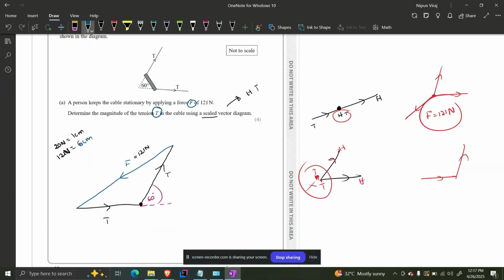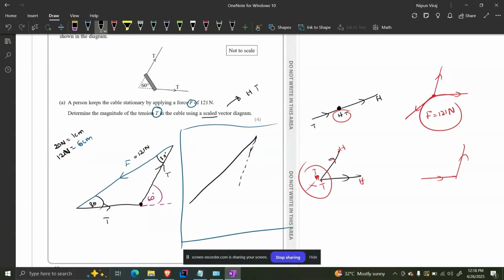And what can you do? This is how you should actually draw. You should get a 6 centimeter, just draw a 6 centimeter line. And then we know that this is 30 degrees, right? Because T and T are equal. This is 30, and then get 30 from the protractor, and just draw a line like this. And from here also get 30 degrees from the protractor and just draw a line like this.